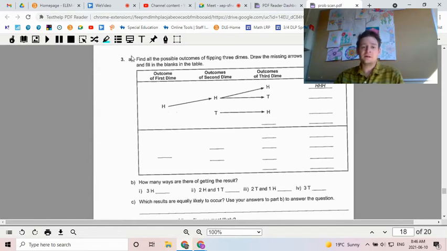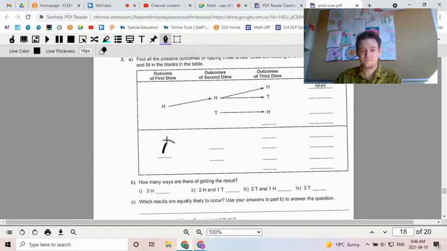Number 3, find all the possible outcomes of flipping 3 dimes and draw the missing arrows. So the outcome of your first dime could be heads. The outcome of your second dime could be heads. The outcome of your third dime could be heads, but the outcome of your first dime could also be tails. And then for your second dime, the possible outcomes are going to be heads or tails. And your third dime, just like above, your outcomes could be heads, tails, heads, tails.